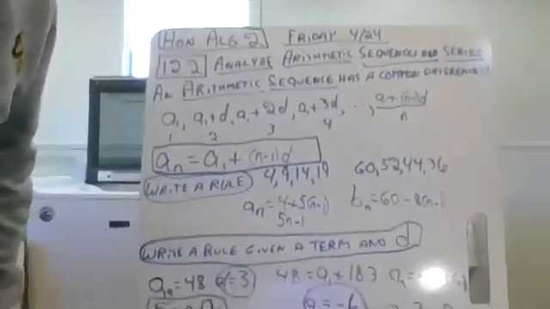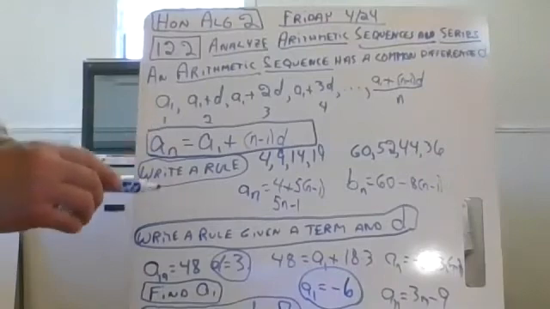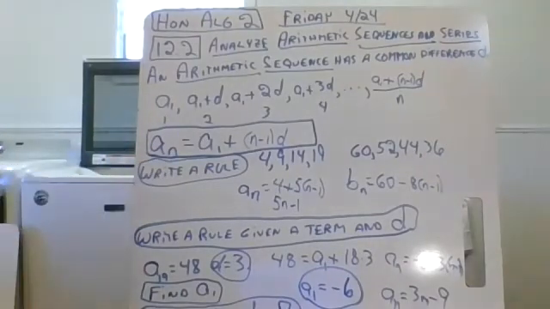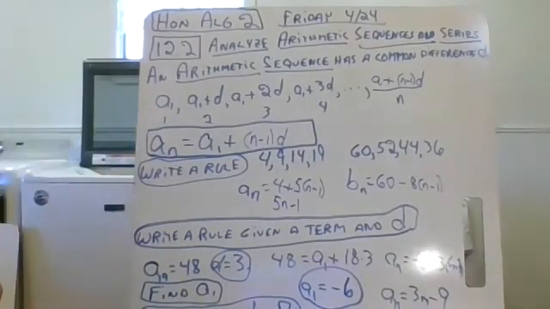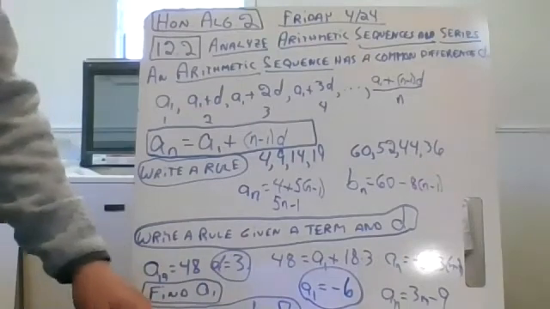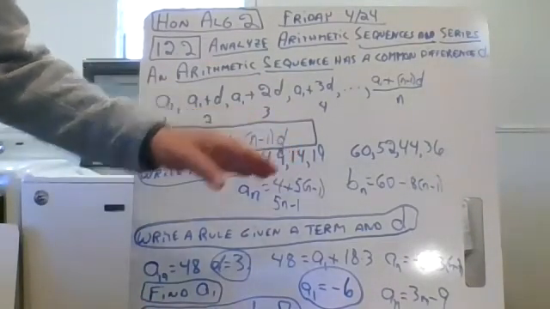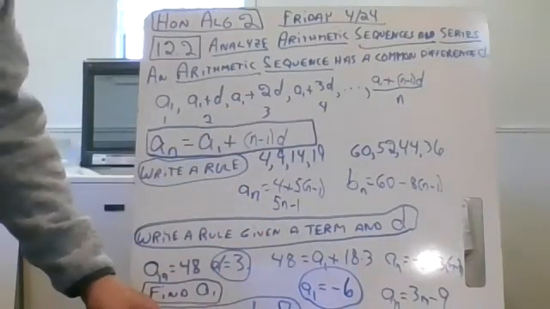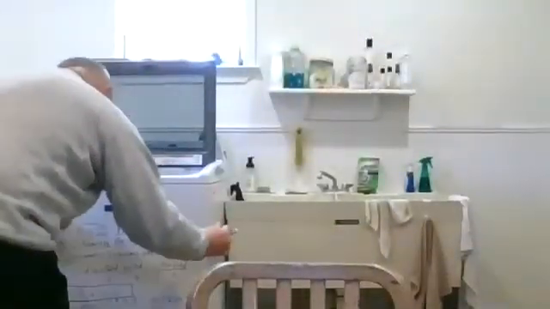Any questions on this? This is arithmetic sequences. What you have to know is how to find your a sub n formula, given different information: given the entire sequence, given a term and d, or given two terms. Okay, that takes care of sequences.